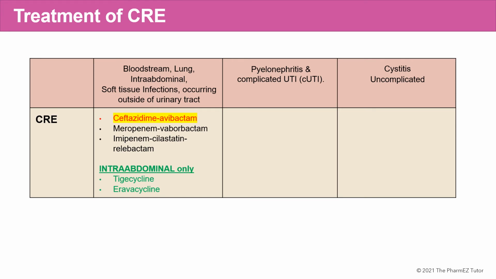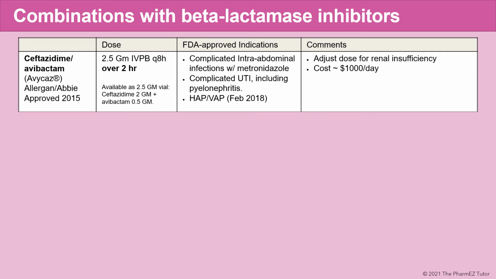For bloodstream, lung, intra-abdominal, or soft tissue infections occurring outside of the urinary tract, the drugs of choice for CRE are ceftazidime avibactam, meropenem vaborbactam, or imipenem cilastatin relebactam. You can see that avibactam, vaborbactam, and relebactam are beta-lactamase inhibitors that are attached to commonly used antibiotics. Let's go over each one of these antibiotics individually.